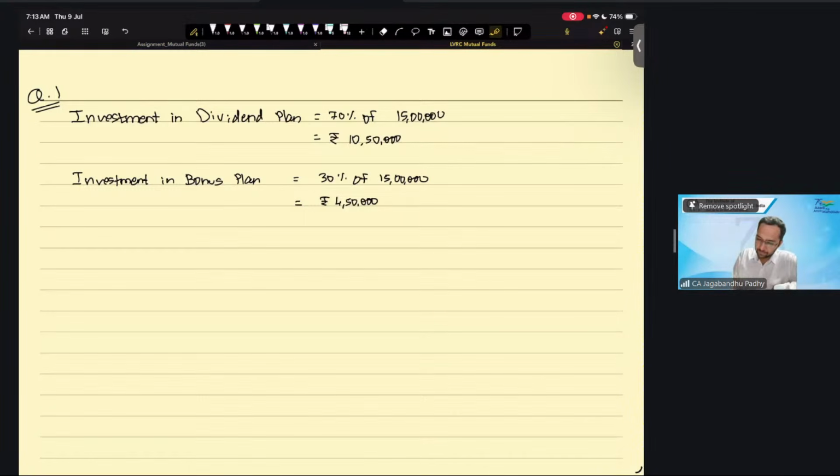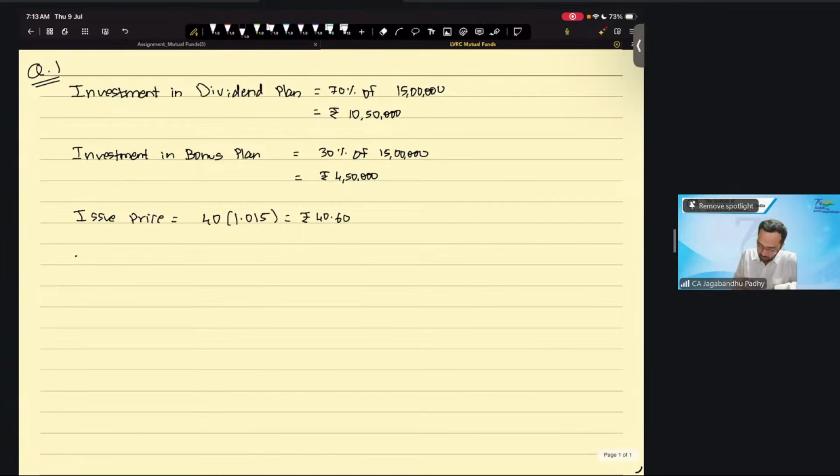So we'll say issue price. The issue price will be 40 into 1.015, because there's an entry load of 1.5%. So the issue price is 40.6.